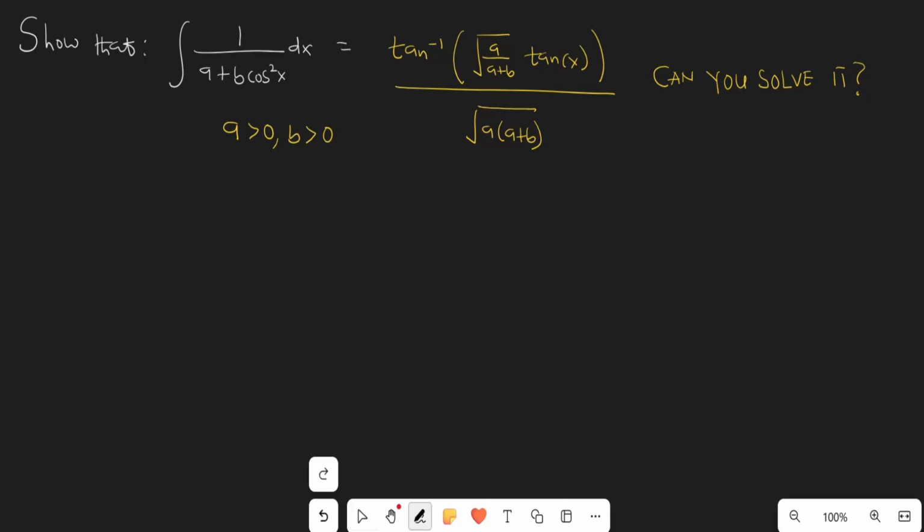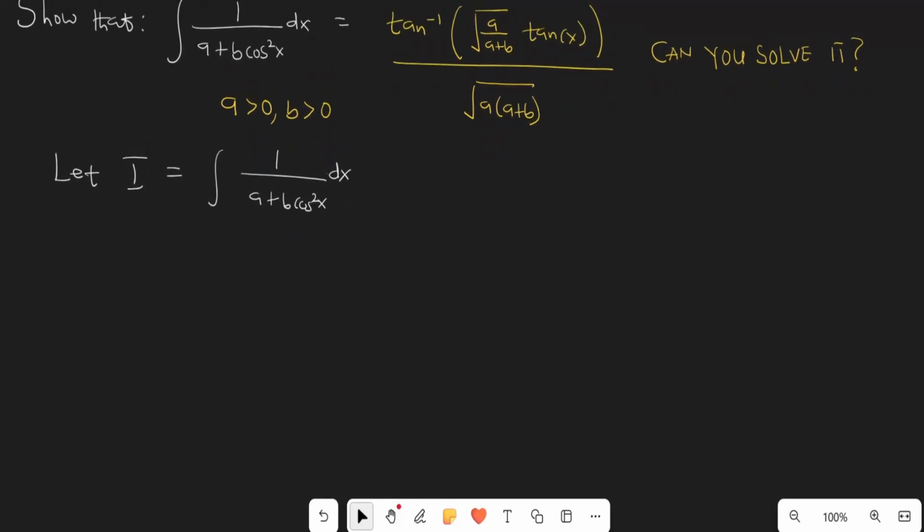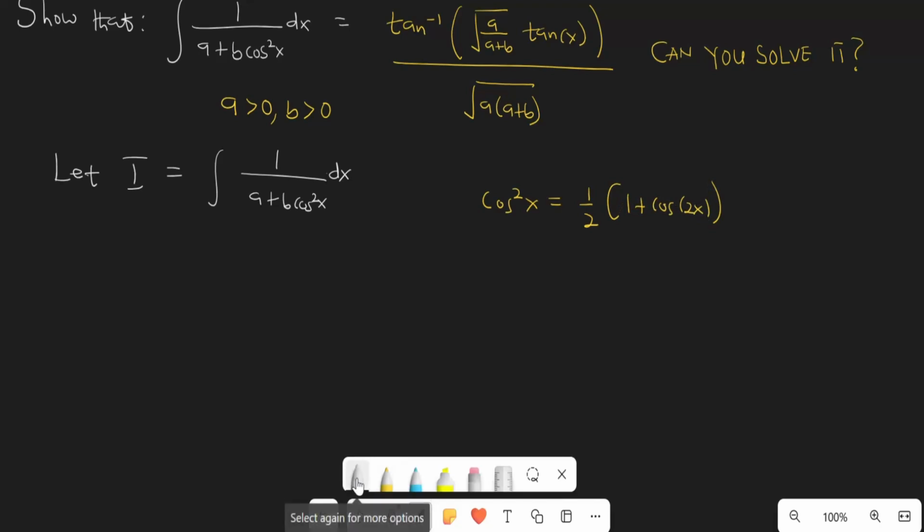So let's start off by calling our integral I. So I'm going to let I be equal to our integral, the integral of 1 over (a plus b cosine of x) squared. So this is what we have, and recall that we know that the cosine square of x can be written as 1/2 into 1 plus cosine of 2x, right? So this is what we have. We can just plug that into our integral.